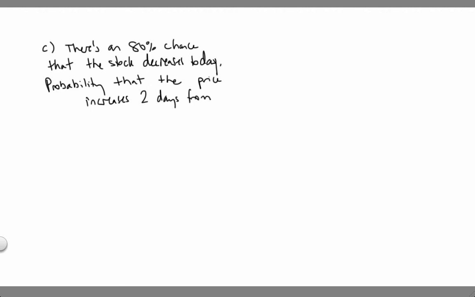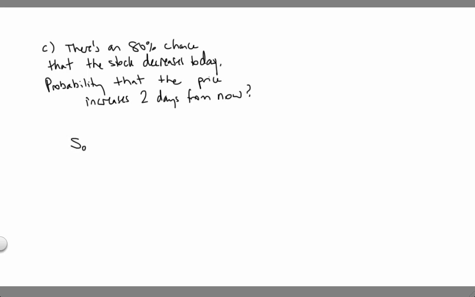So when I say 80% chance that the stock decreases today, I mean the stock price. So 80% chance that the price decreases today, probability that the price increases 2 days from now. If we can answer this, I would say we understand the basics of Markov chains.